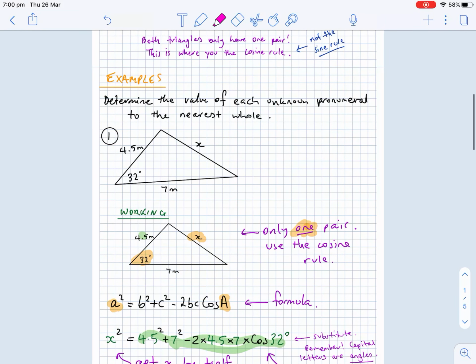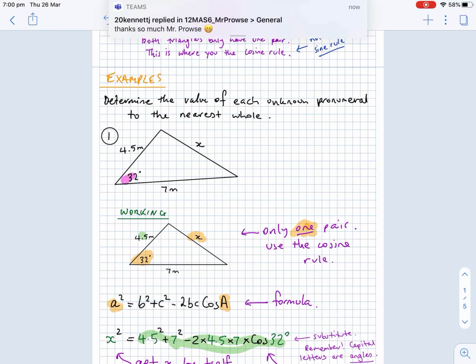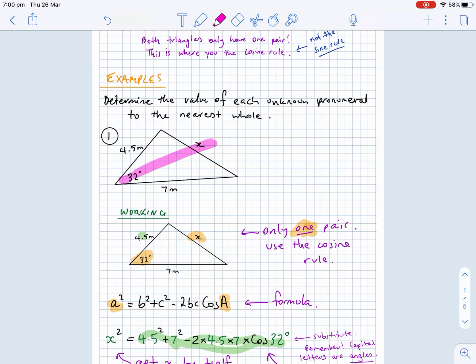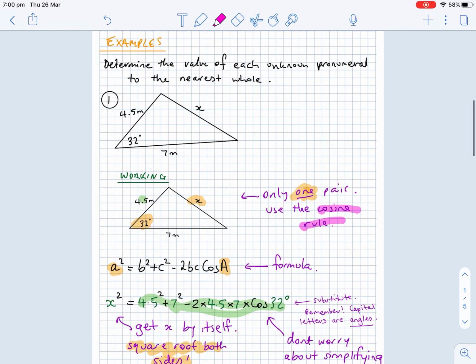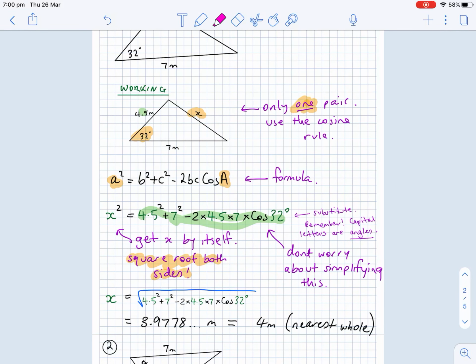Okay, so let's give this example a try. We've got a pair here, and you don't have any other full pairs. So we think to ourselves straight away, we use the cosine rule. So let's give that a try. First up, we've got our pair here. So we start with the formula. When we're finding a side length, we deal with this formula right here. So we write that down first.